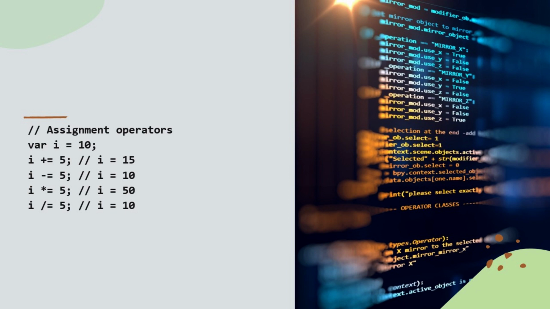Assignment operators. Assignment operators are used to assign values to variables. They include addition assignment (+=), subtraction assignment (-=), multiplication assignment (*=), and division assignment (/=), among others.